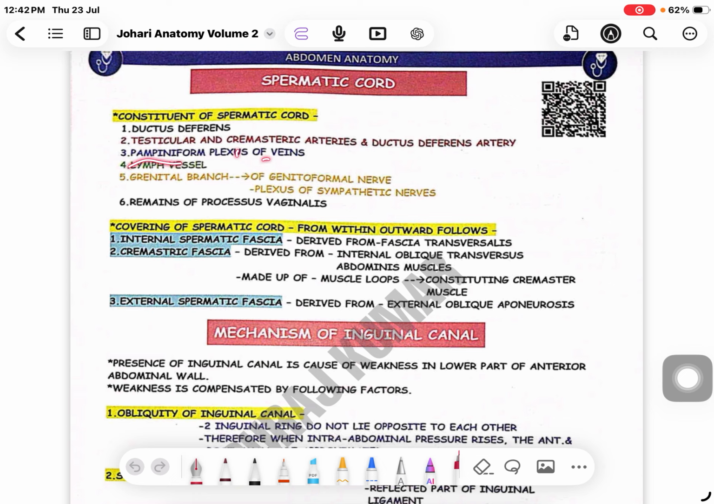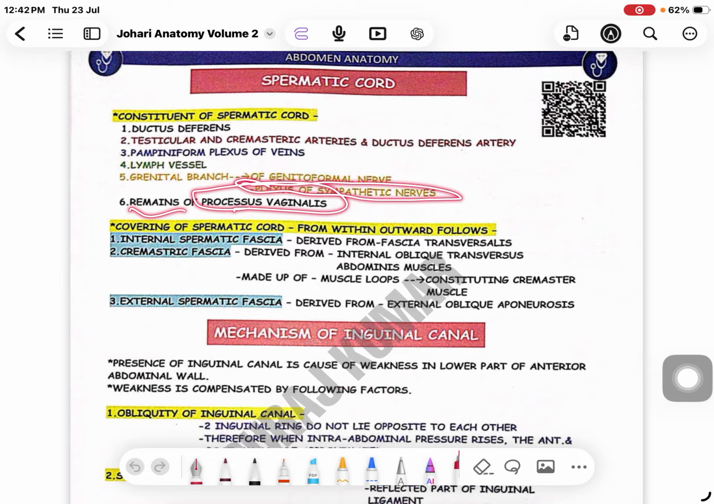We also have the pampiniform plexus of veins. For veins we have the pampiniform plexus, present in the spermatic cord. This is very important. We also have lymph vessels, which are always present. Please remember that the genital branch of the genitofemoral nerve is present, and in nerves we have the plexus of sympathetic nerves also present there.